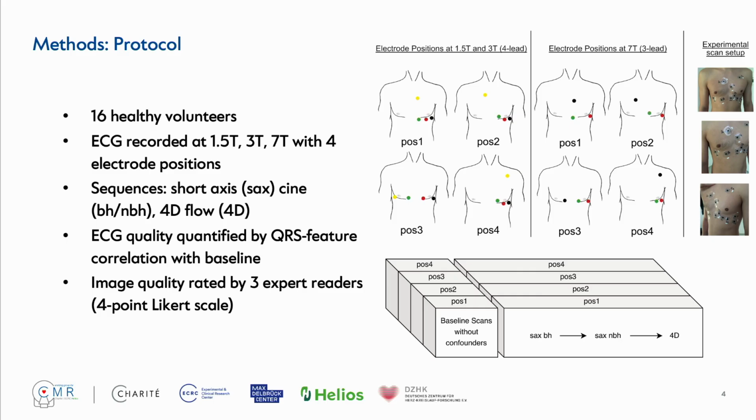Prior to obtaining the ECG signals inside the scanner, we performed so-called baseline scans without any confounders present. The volunteer was placed outside of the scanner bore, and the ECG signal was recorded to later serve as a reference for the confounded test measurements. For the test measurements, we recorded ECG signals while playing out short-axis Cine sequences with and without breath hold and 4D flow sequences. This was repeated for all the 4 positions and at all 3 scanners. In addition, image quality was rated by 3 expert readers on a 4-point Likert scale.